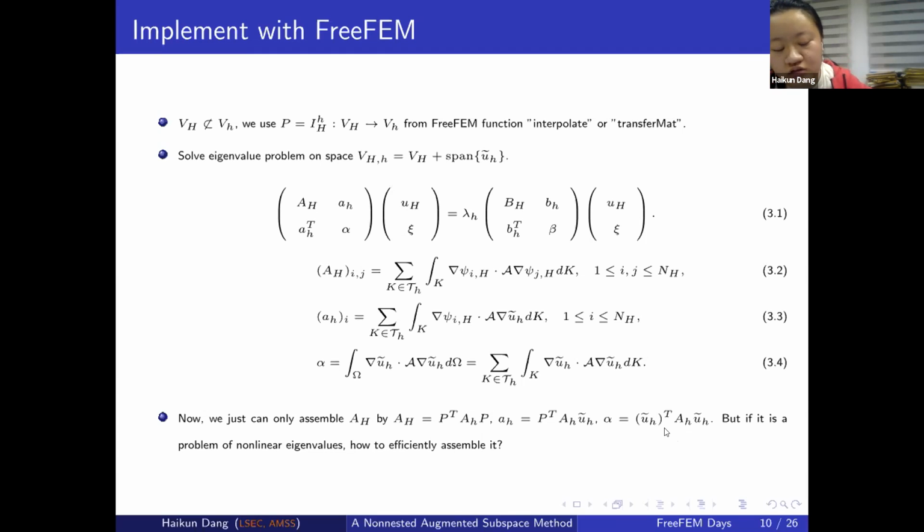But if we need to solve nonlinear eigenvalue problems, we need to assemble the fine matrix A_h to obtain A capital H in each nonlinear iteration. And the cost of assembling the matrix is very large. So how to efficiently assemble it is still a question.